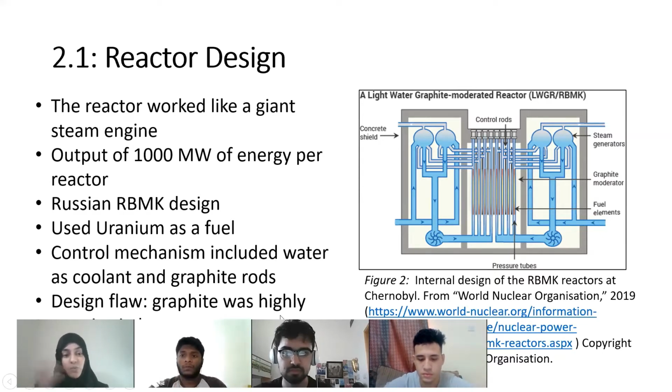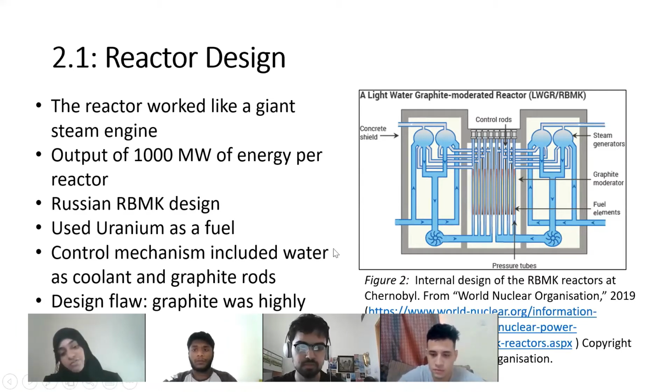This included using water as a coolant and using graphite rods. Now, unfortunately, this was a design flaw because graphite was highly reactive in heat. So instead of decelerating the rate of reaction, it ended up acting as a catalyst.